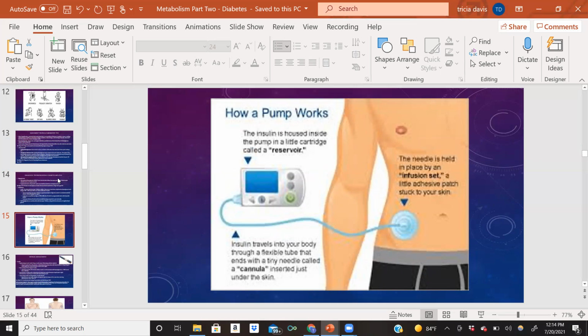So this is an example of what an insulin pump would look like. The insulin that's going to be delivered to the patient is going to be inside of that pump. It's a little cartridge. Inside the cartridge, it has a reservoir. That's where the insulin is going to be. This other piece over here is going to go into the abdomen. So the needle is going to be in place in their abdominal region by what they call an infusion set, and a little adhesive patch that's going to be stuck to the skin. So there is a fine needle that goes in there. And then the insulin is going to travel into the body through a flexible tube that ends with that tiny needle, which is called the cannula, that again is inserted under the skin.